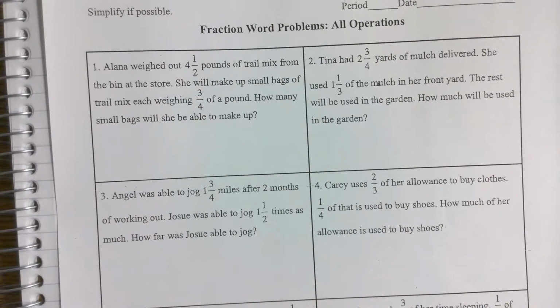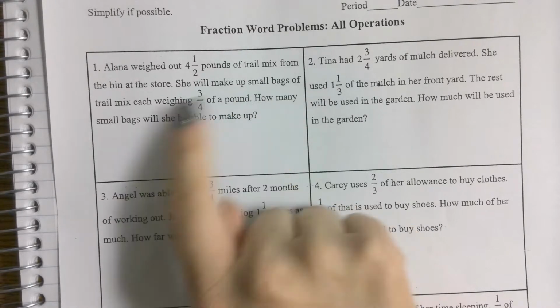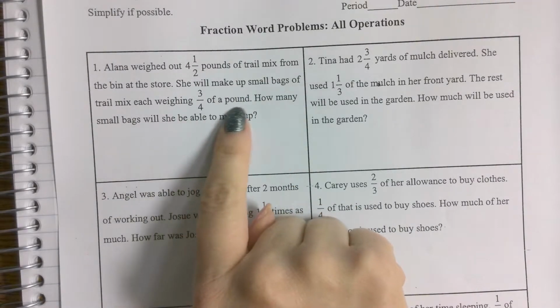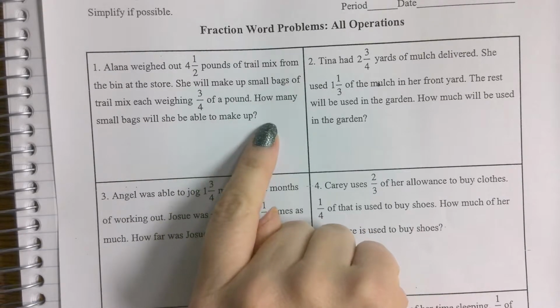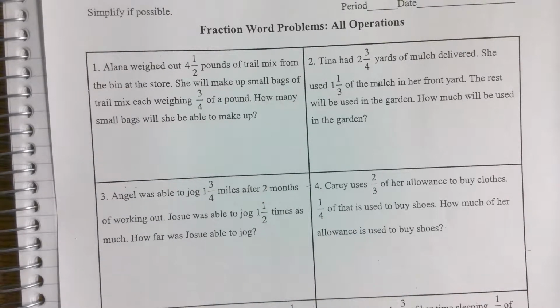Number 1, it says Elena weighed out 4.5 pounds of trail mix from the bin at the store. She will make up small bags of trail mix, each weighing 3/4 of a pound. How many small bags will she be able to make up? So the first thing that we want to do is figure out, hey, what operation is existing here? Like, what operation do we know we're going to have to perform? So who can tell me what operation is this?